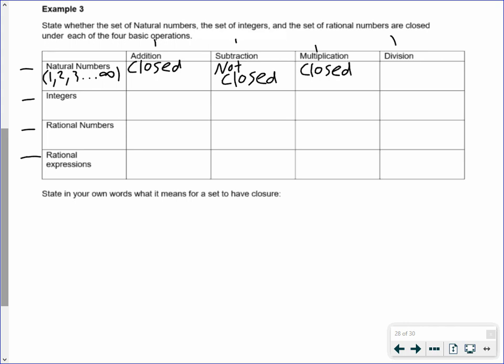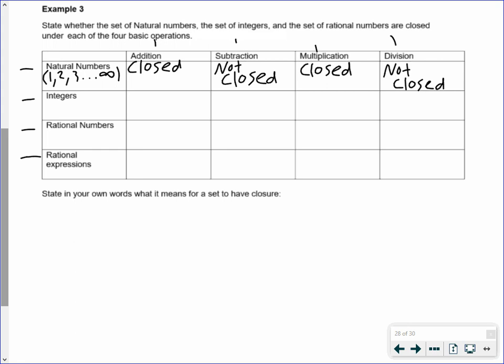And now for division, the set of natural numbers will not be closed under division, and that's because I can get fractions with some division problems. Think 3 and 2: 3 divided by 2 or 2 divided by 3, it really doesn't matter. That's going to give you 3/2 or 2/3. Regardless, it's going to give you a fraction. Fractions are not a natural number. It's not a whole positive number. So that means it's not closed under division.